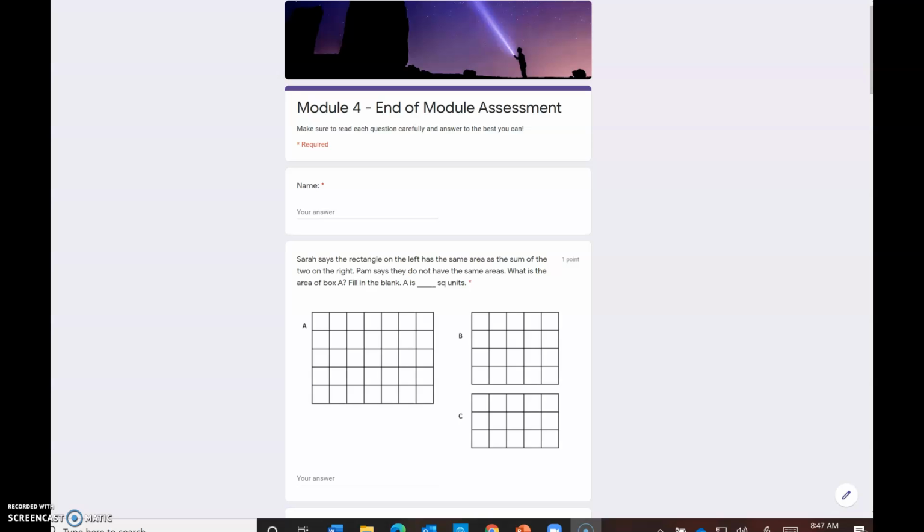All right, so we are doing our module four end of the module assessment. Make sure, well, I'm going to read it for you, that you know exactly what you're answering for each question and just do the best that you can do. I believe that you will do awesome. Okay, so remember to put your name, and also remember that you can pause this video at any time to go back and re-listen.